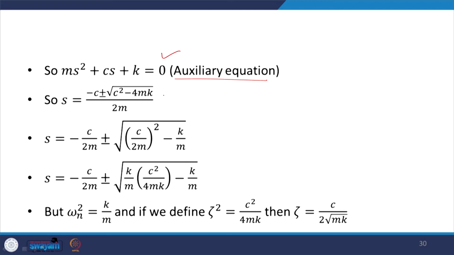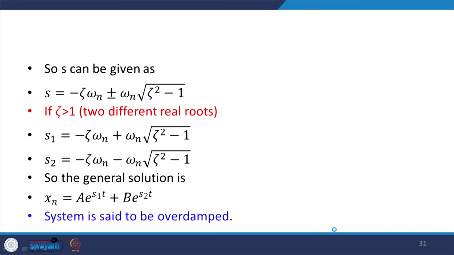From here I can get the value of s. It is a quadratic equation, so its solution is going to be of this form. If I define omega n square is equal to k by m, as we have seen for the natural response, and say I define zeta square as this one, then zeta is going to be equal to this one. So, I can substitute that over here and I can get the roots of this form.